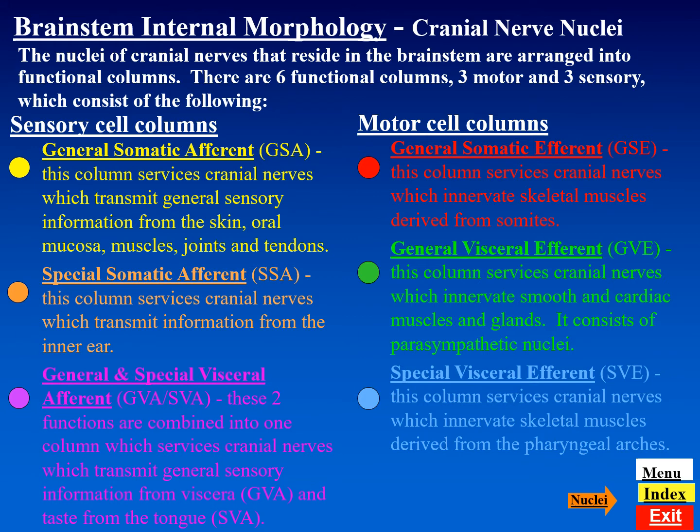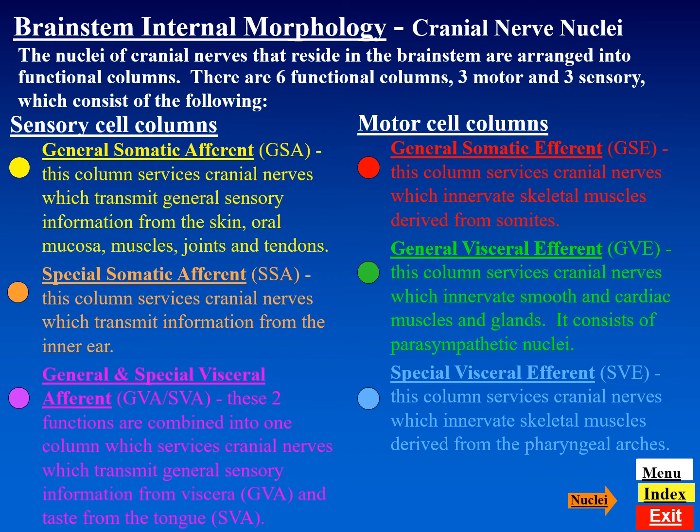The general visceral afferent and special visceral afferent functions of cranial nerves are grouped into the same nuclear column. GVA deals with sensations from the viscera, such as the GI tract or the cardiovascular system, while the special visceral afferent portion of the column deals with the sense of taste.